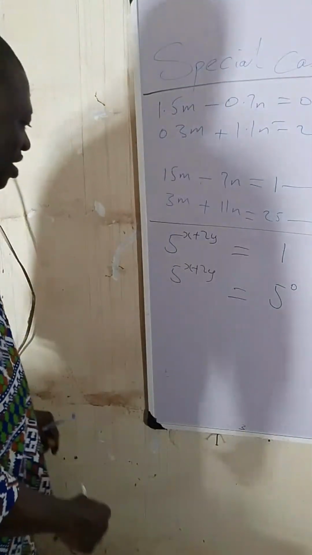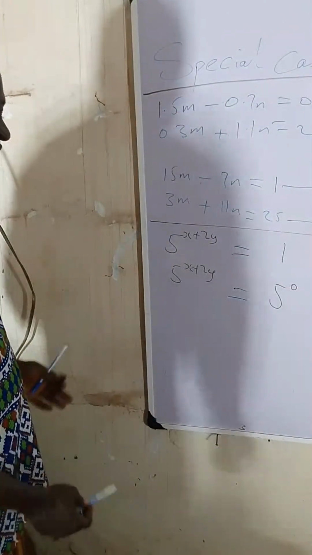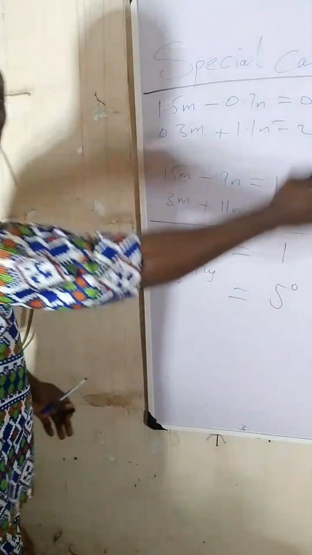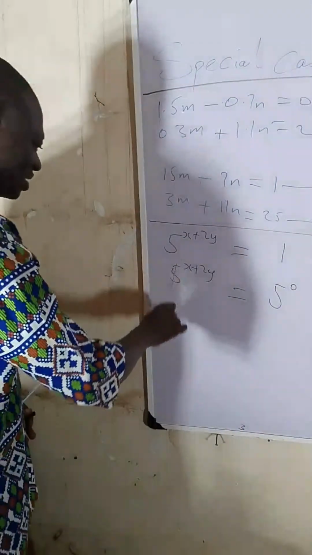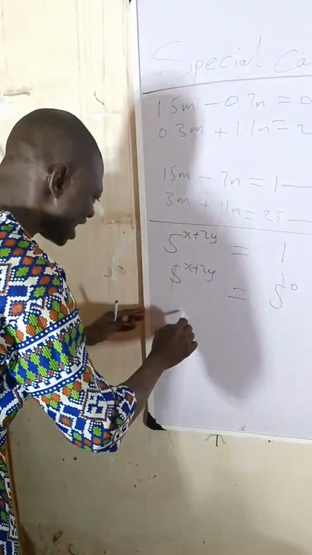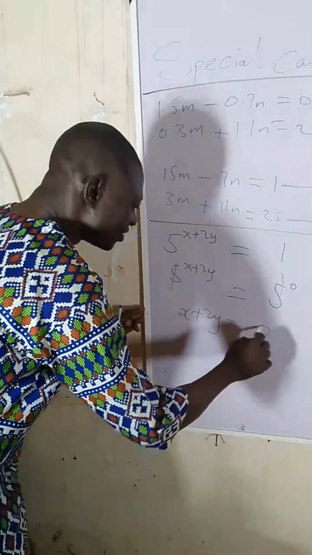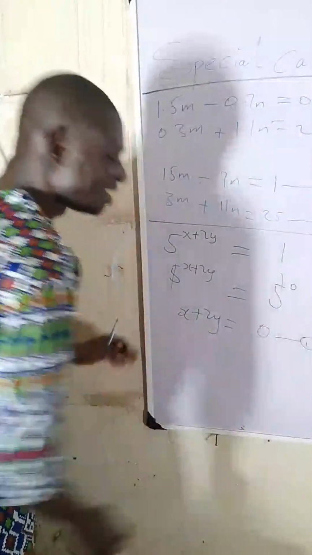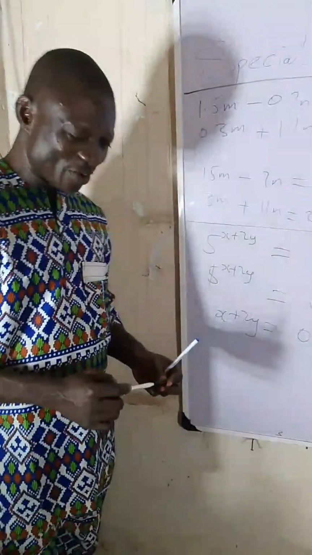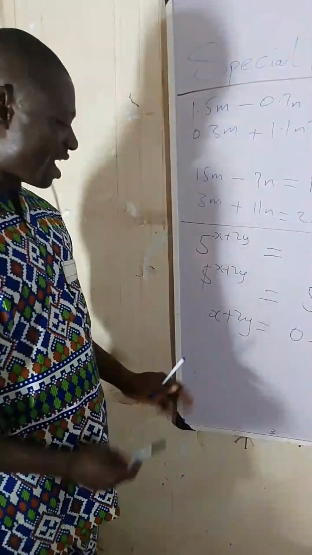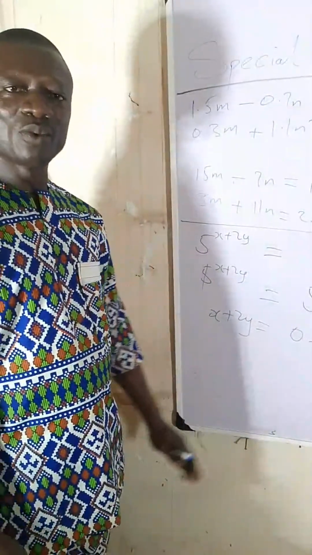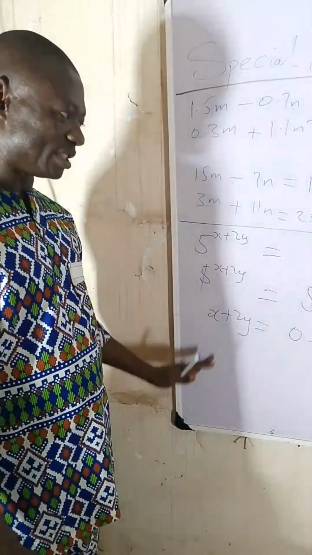So what are we going to do? We are going to say, okay, if the bases are equal, then the indices are going to be equal. We cancel the base and equate the indices as x plus 2y is equal to 0. We have equation 1. I think this is very clear. So we have come out from indices now. We now have the plain question, simultaneous equation.